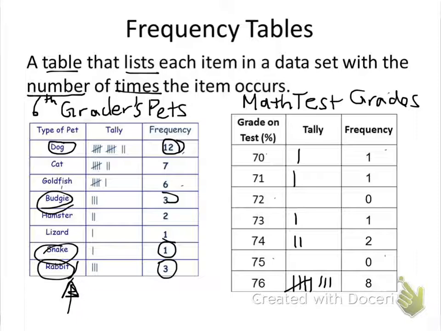The next one is math test grades. So you can see the score or the grade students got on the math tests, and then the number of students who got that score over here. So in this table we can see that 8 students got 76% on their test.